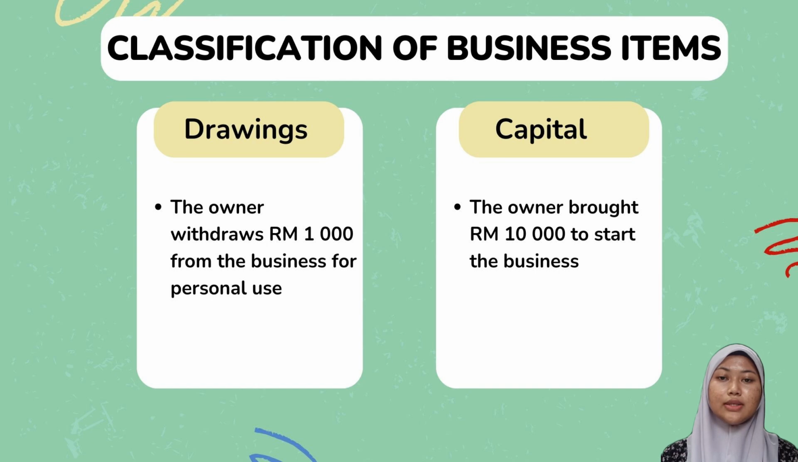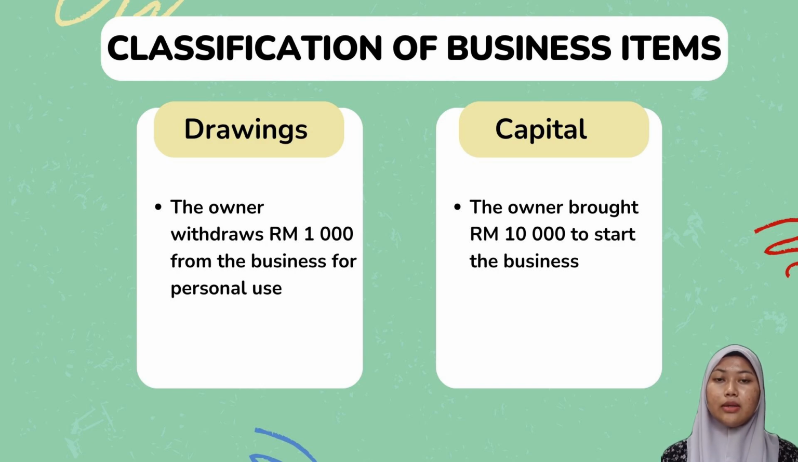Number 3 is drawings. Drawings can be defined as withdrawals, which are the amounts of cash or assets taken out of the business by the owner for personal use. Drawings reduce the owner's equity in the business and are recorded in the owner's capital account but not considered expenses because they are not directly related to the operation of the business. For example, the owner withdraws RM1,000 from the business for personal use.